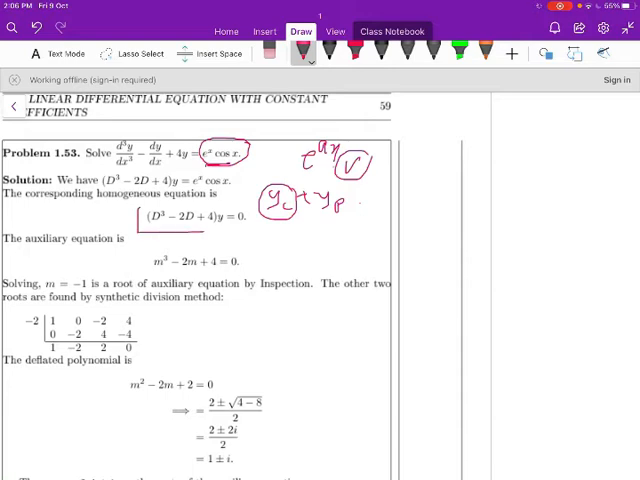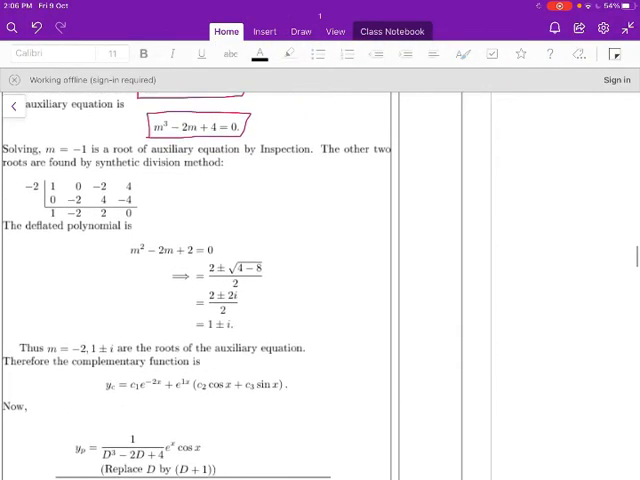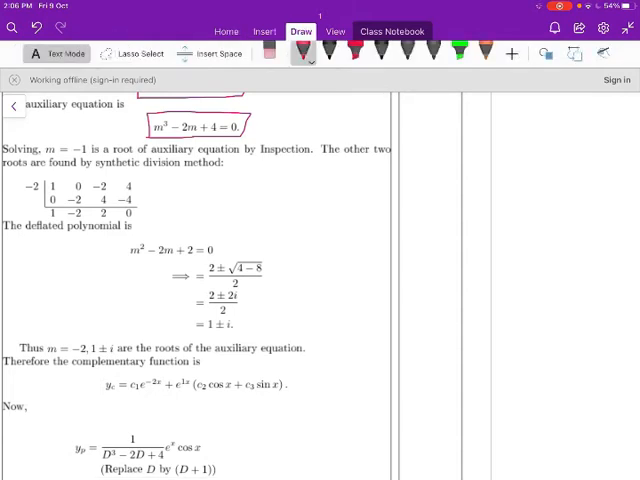Therefore the general solution is yc plus yp. To find the complementary function, consider the homogeneous differential equation, that is (d cube minus 2d plus 4) into y is equal to 0. The corresponding auxiliary equation is m cube minus 2m plus 4 is equal to 0. This is a third degree equation. You can find the roots with the help of the synthetic division method. Let us find one root by the inspection method. So m is equal to minus 2 is a root of the given third degree equation. Then let us find the other two roots by using synthetic division.